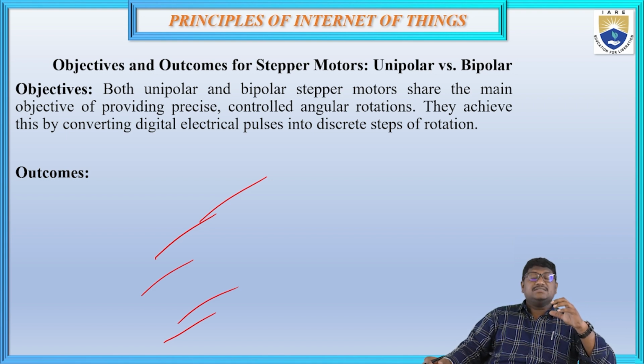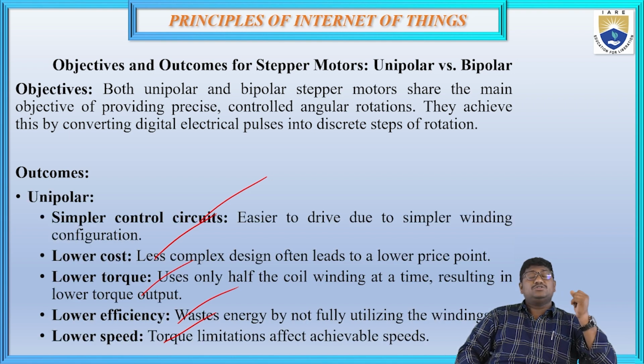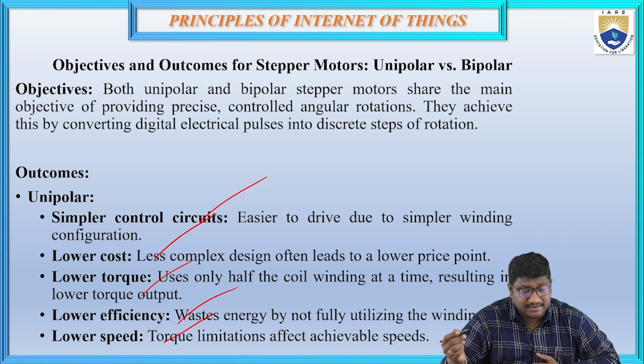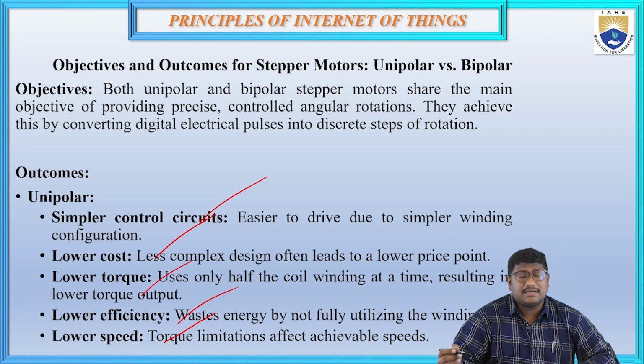From these two types, unipolar and bipolar stepper motors, what are the outcomes which we are going to achieve? First we will see unipolar. By successful completion of this topic discussion, these are the outcomes which are going to be achieved by the unipolar stepper motor.